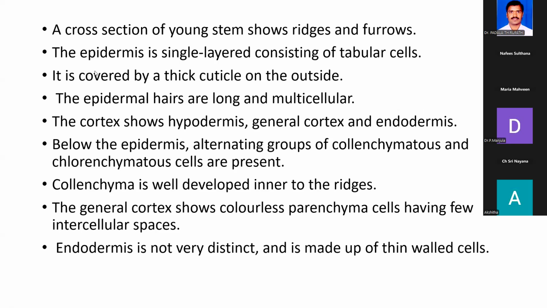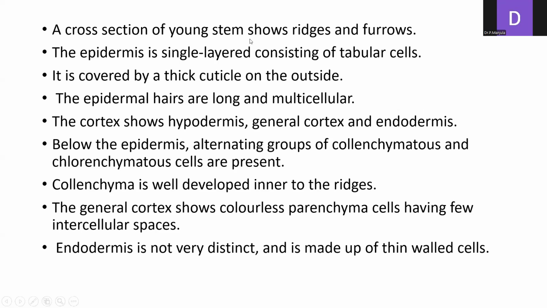Generally, a cross section of the young stem of Echinanthus, which belongs to the dicotyledons, shows ridges and furrows. The epidermis is single layered and consists of tabular cells, and it is covered with a thick cuticle on the outside.